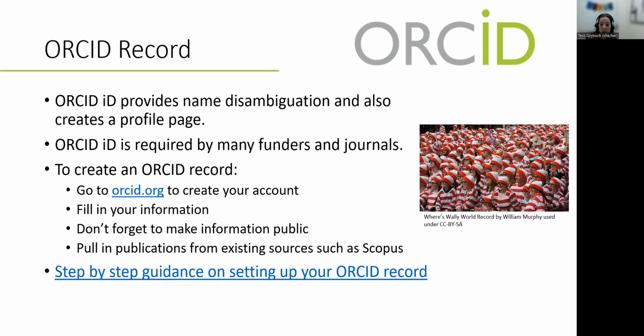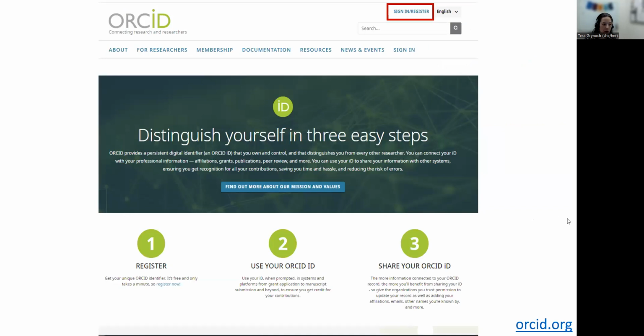And to create the record, you're just filling in the information there, changing the visibility settings, whether you want information to be public or private or only visible to trusted parties, and then pulling in publications from existing sources such as Scopus or putting those in manually. And ORCID has some great guidance on their site, step-by-step, with lots of pictures and screenshots, so that you can follow along as well. So what we're showing today is just a sort of abbreviated how-to.